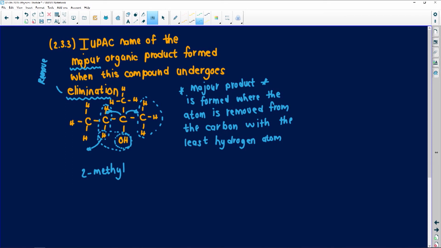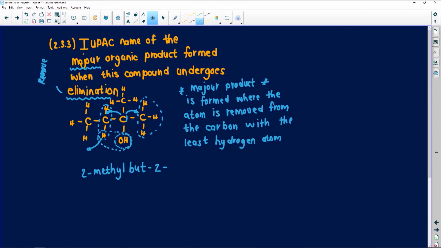You still have your longest chain, which is 4 carbons, which is but, and on the second carbon now, we're going to have a double bond. Remember, in soccer, you eliminate and then you have fewer players. In chemistry, you eliminate and then you form a double or a triple bond. In this case, we're forming a double bond. And how do we show a double bond? The name ending must change to show that it now doesn't belong to alcohols ending with "ol." It now ends with "ene" to show that it's an alkene. So on the second carbon, we have a double bond. How do we identify this? We say "ene." There we are.